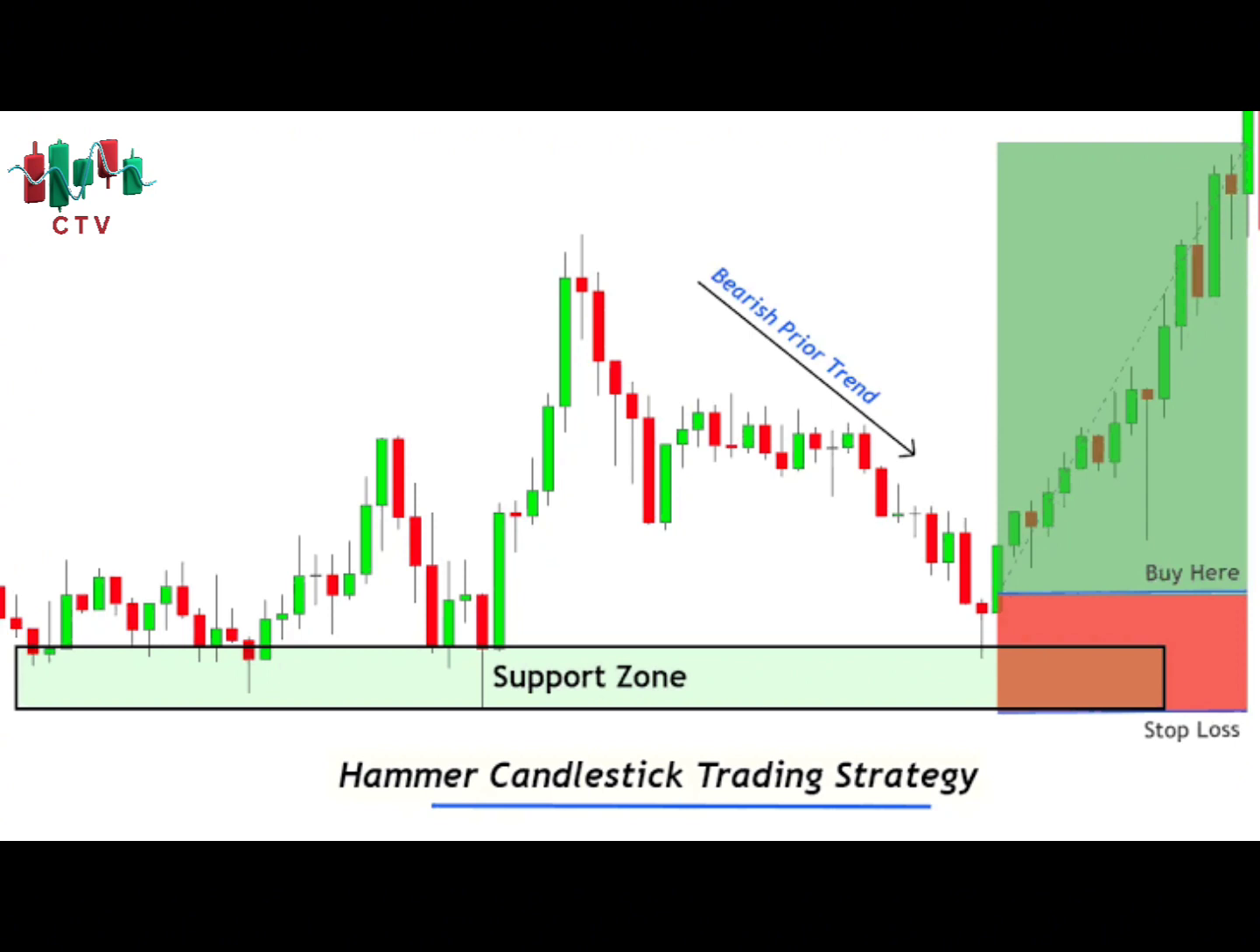Number two, intraday decline and recovery. On the day the hammer is formed, price generally opens and continues to move down, suggesting that bears are still trying to push the price lower. However, at some point during the day, a change in sentiment occurs. Buyers step in, pushing the price back up, closing near or slightly below the opening price.